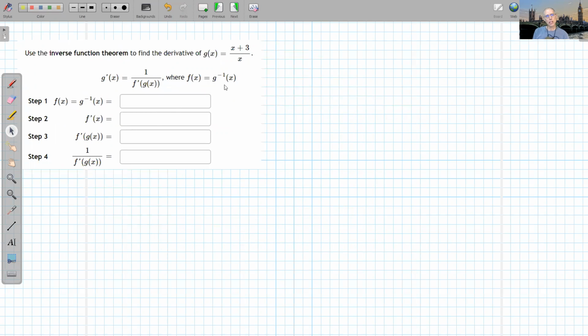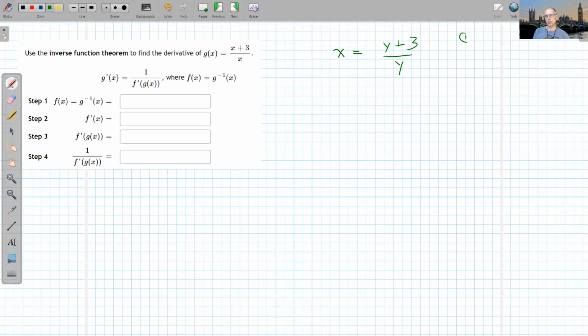So here we're saying f is going to be g inverse of x. And so I need to make sure I know all of my functions. And I'm given g of x, but I'm not given the inverse. So I'm going to find the inverse. So to find an inverse, you first switch x with y. So instead of y equals x plus 3 over x, we're going to write x equals y plus 3 over y. And then we have to solve this for y.